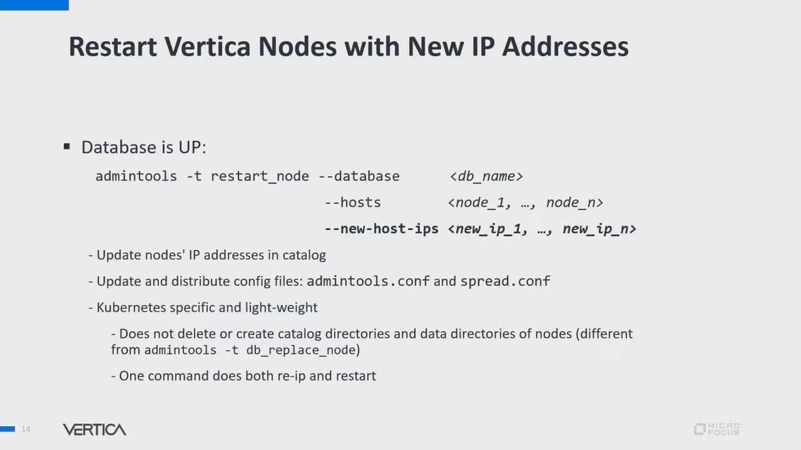This new option is Kubernetes specific and lightweight. It does not delete or create catalog directories and data directories of nodes. This is different from the existing admin tools command called db replace node. We do not touch those catalog directories and data directories because in Kubernetes, pods can use persistent volumes for storage. In our case, it means that the catalog directories and data directories can be stored in persistent volumes, and they will not disappear even when the pods of Vertica nodes are being recreated. Therefore, there's no need to delete or create those directories.